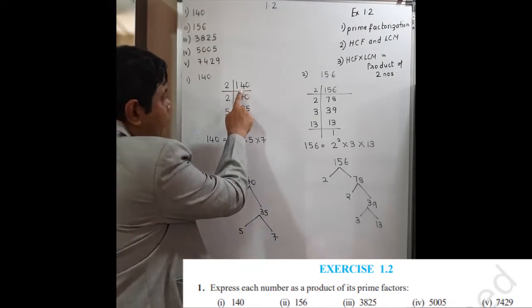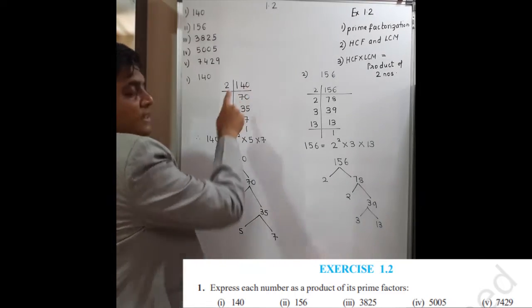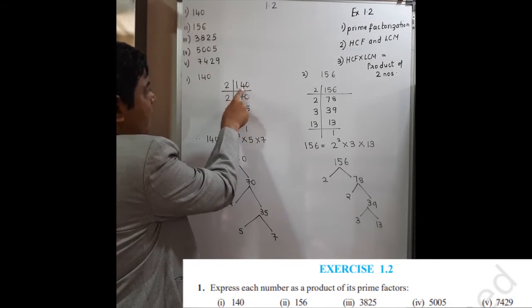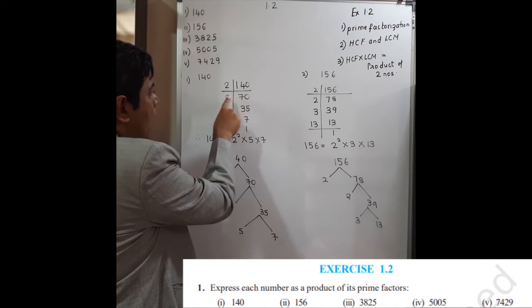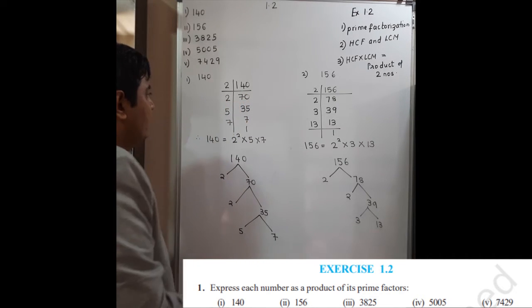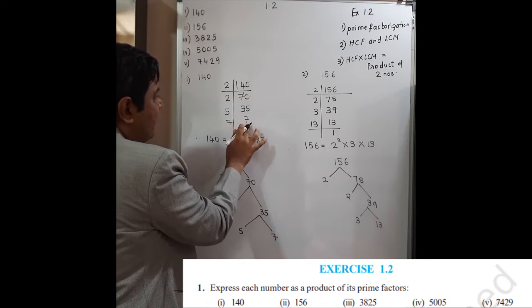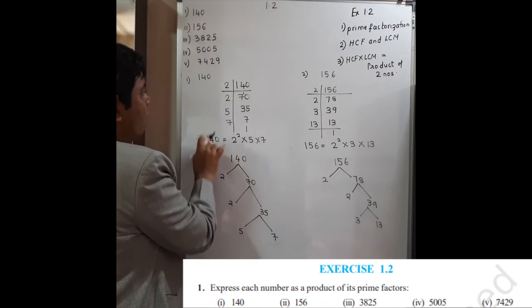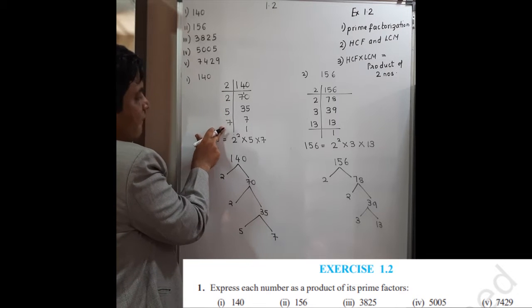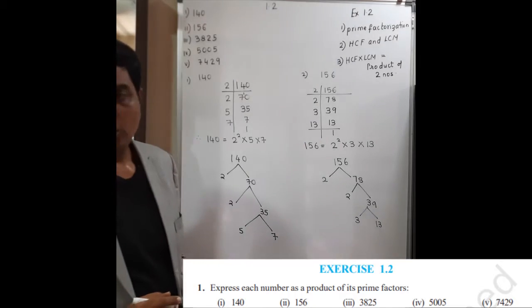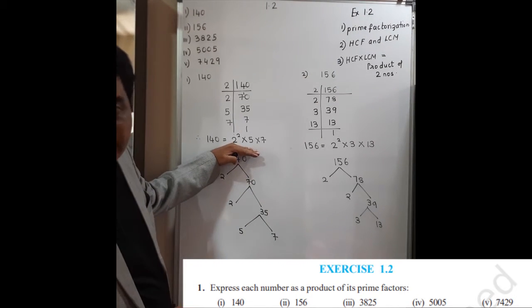So 140: the last digit is 0, so it is divisible by 2. 2 7s are 14 and then 0. Again 2: 2 3s are 6, remainder is 1. Then 2 5s, 5 7s, 7 1s. So 140 is 2 into 2 into 5 into 7. I will write it as 2 square into 5 into 7. This is the question which is asked in the textbook.